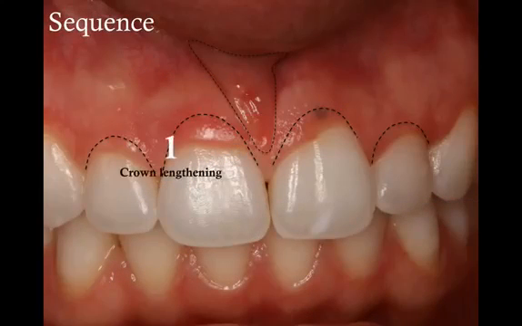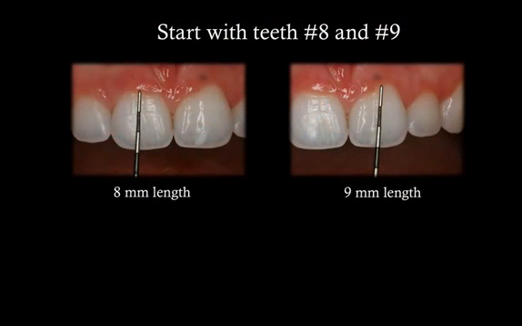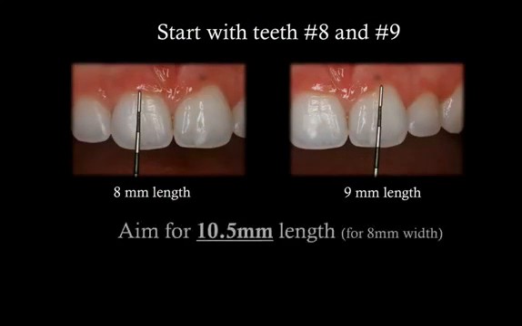So the sequence definitely is to start with the crown lengthening, because that's really the patient's main concern. Number 2, I'll see how we can handle the lesion at the same time. That would be ideal. And only then I'll start with the frenectomy and taking great caution not to perforate the flap. So we start with teeth number 8 and 9.